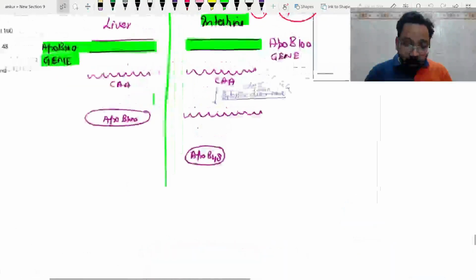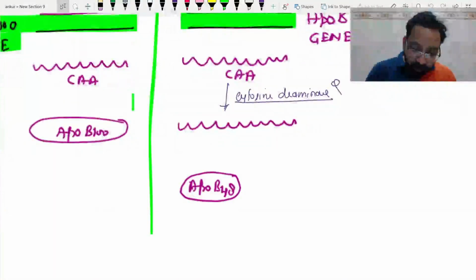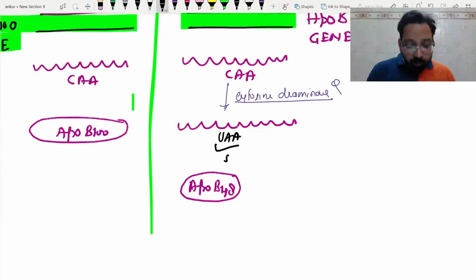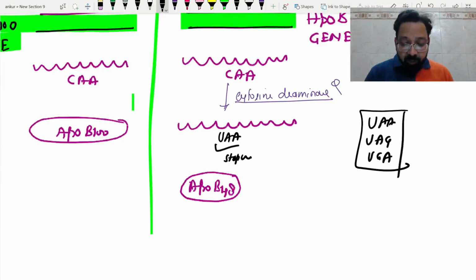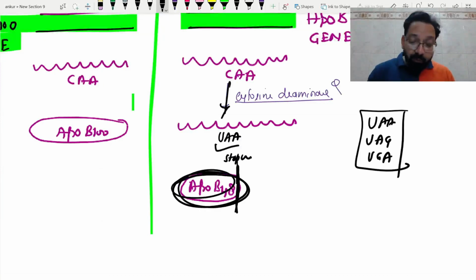Okay, now this becomes UAA. UAA stop codon. You all know UAA. You are away, you are gone, you go away, UGA. These are the three stop codons. When this stop codon comes by this chemical modification, protein synthesis will stop at this point and a smaller protein will be formed.